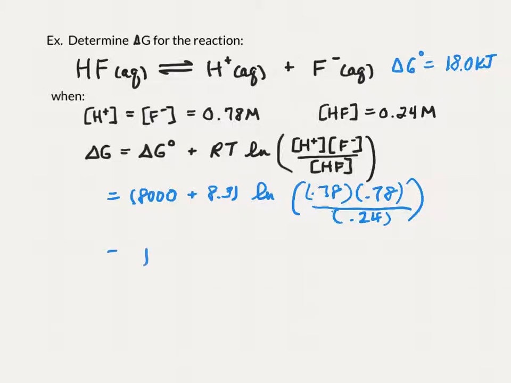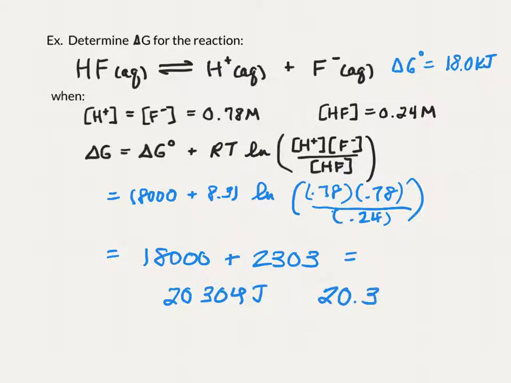Okay, so 18,000 plus 2303 gives us 20,304 joules, or let's call it 20.3 kilojoules per mole of reaction. So there's a couple of examples using this.